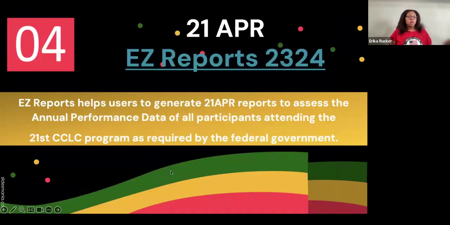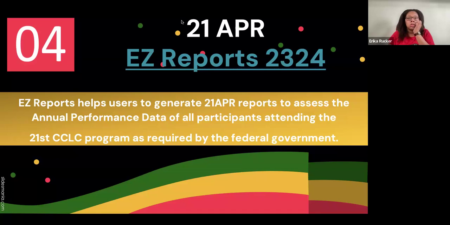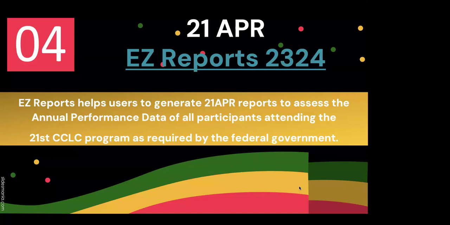All right, so Easy Report helps users generate 21 APR reports to assess the annual performance data of all participants attending the 21st Century Program as required by federal law. We can look at that one too. Y'all are just gonna get us going back and forth because I want y'all to see. I want to go back to the total. That's the 21 APR report.